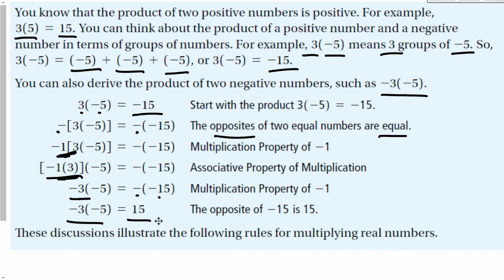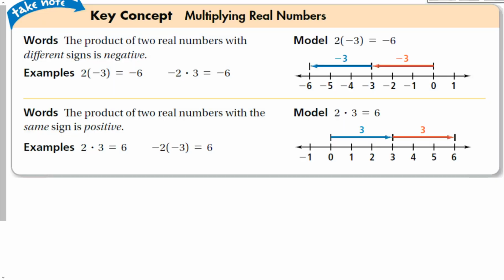Now, if that was a little bit confusing, you don't have to remember that all the time, but we do have to remember the basic rules of how multiplication with negative numbers works. So when we multiply real numbers together, the product of two real numbers with different signs is going to be negative. So 2 times negative 3 is going to give me negative 6. Or negative 2 times 3, if we take the opposite of 2 times 3, we are going to get negative 6. And the product of two real numbers with the same sign is always going to be positive, like 2 times 3 is 6, like negative 2 times negative 3 is positive 6.